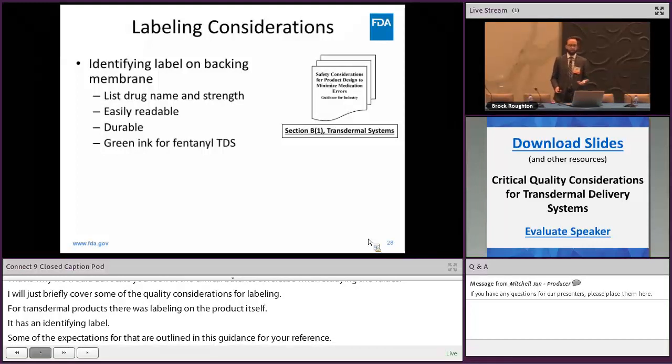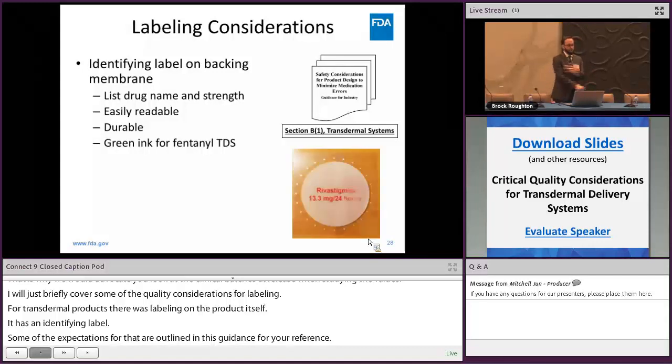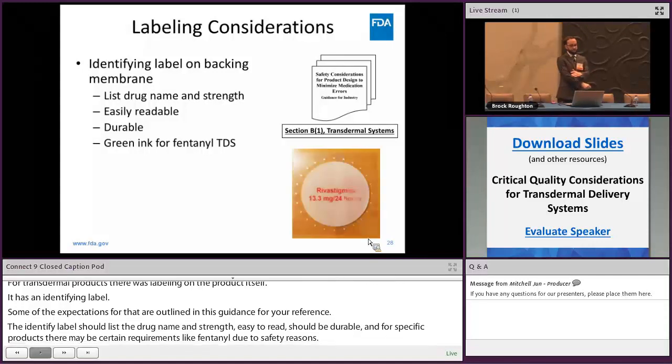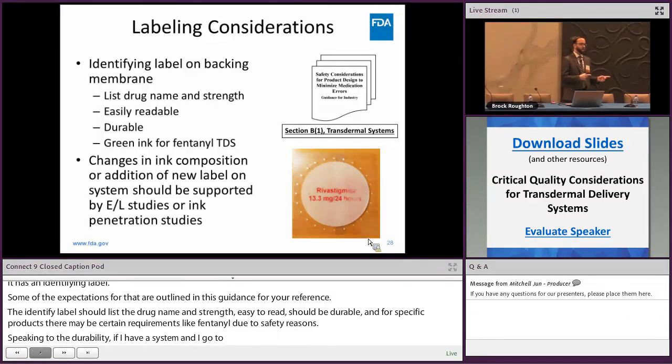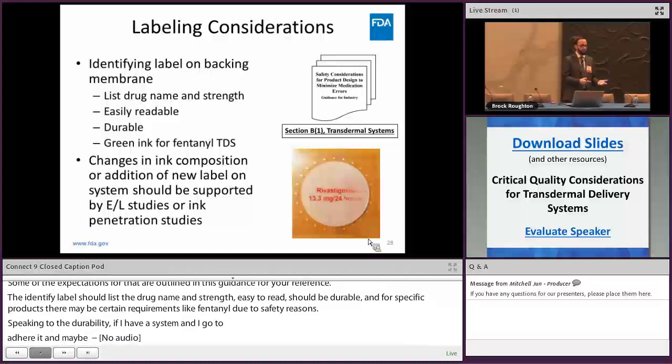So, speaking to the durability, if I have a system, and I go to adhere it, and maybe I rub off the identifying label, that could pose a concern, especially if the product has a certain safety consideration. So if you're having a problem with your ink, then maybe you might need to change the ink. But that links back to the first and second quality considerations. I'm changing a component now. I need to qualify the addition of that component, potentially by extractable and leachable studies or ink penetration studies. So better to evaluate this aspect first before you get to the point where you have to change it.